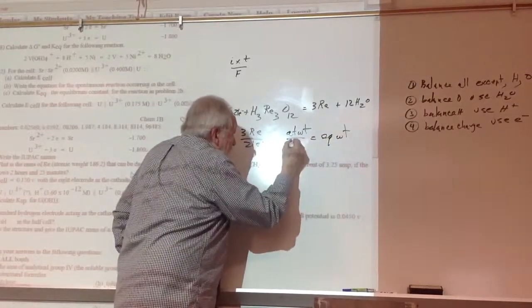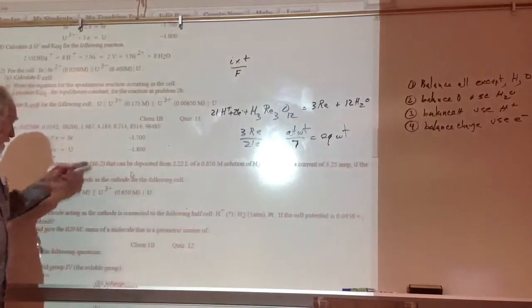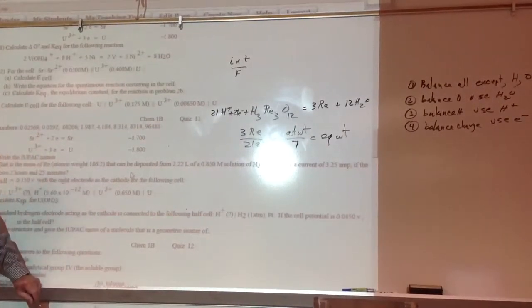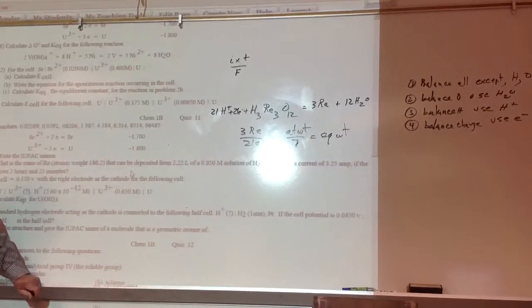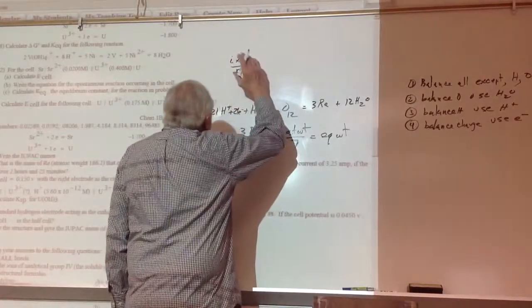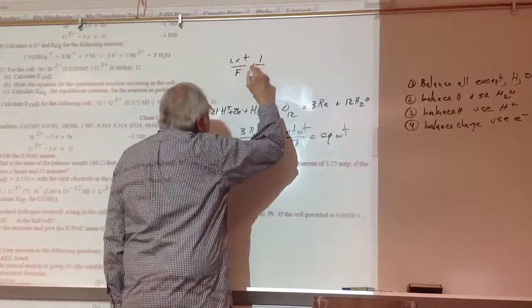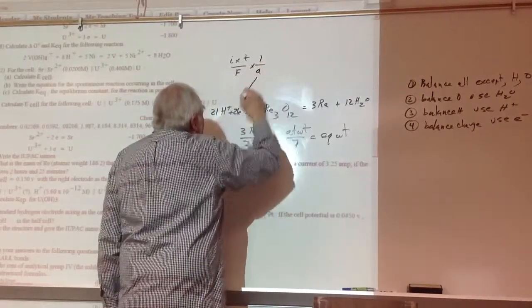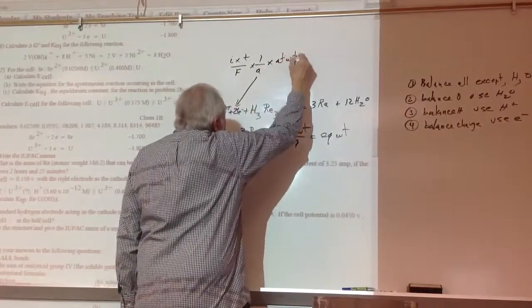For this half reaction, if I take the atomic weight of rhenium, which I gave you in the problem here, divided by 7, I reduce the fraction. It gives me the equivalent weight of rhenium. Okay. Now your book sets it up in this format. This is the charge. He divides by this number of moles of electrons times atomic weight.